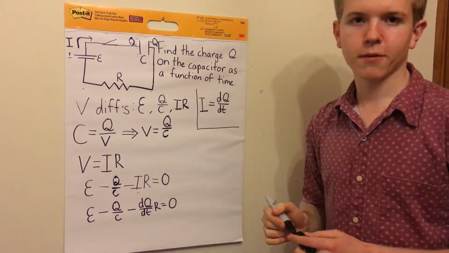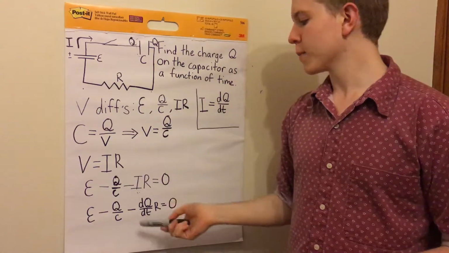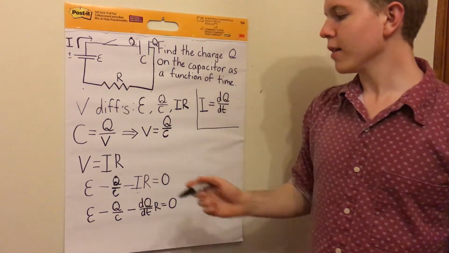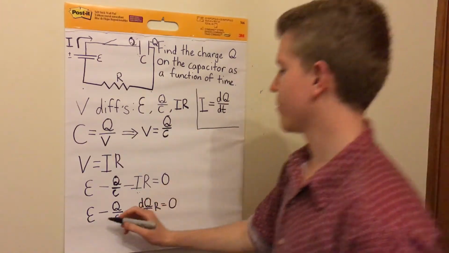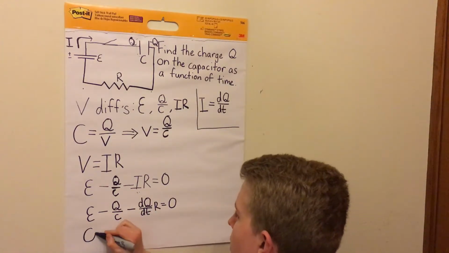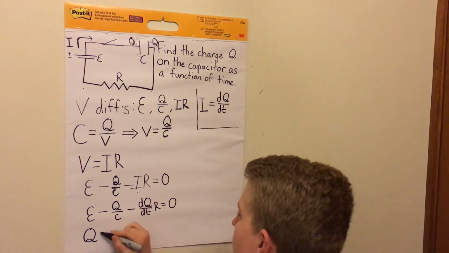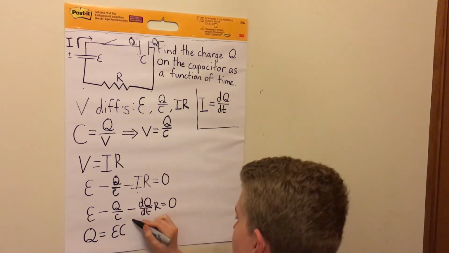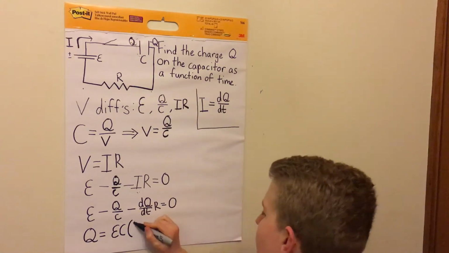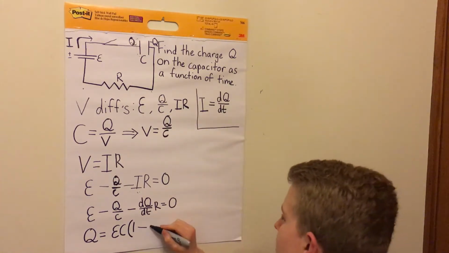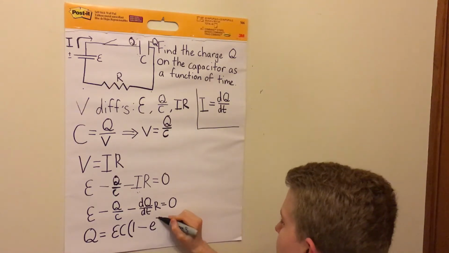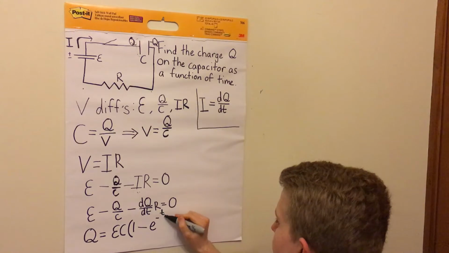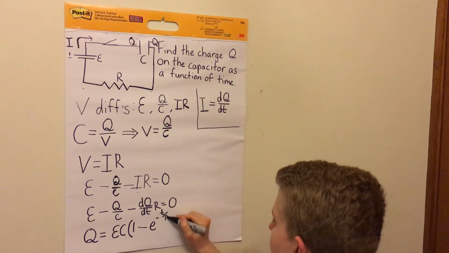And now this is actually a differential equation that you can solve. It's a separable differential equation. And if you're not comfortable solving these, then you can go look at our section on that. But if you are, this is what you should end up with. You'll get Q equals EC, and then in brackets 1 minus e to the power of negative time on RC.